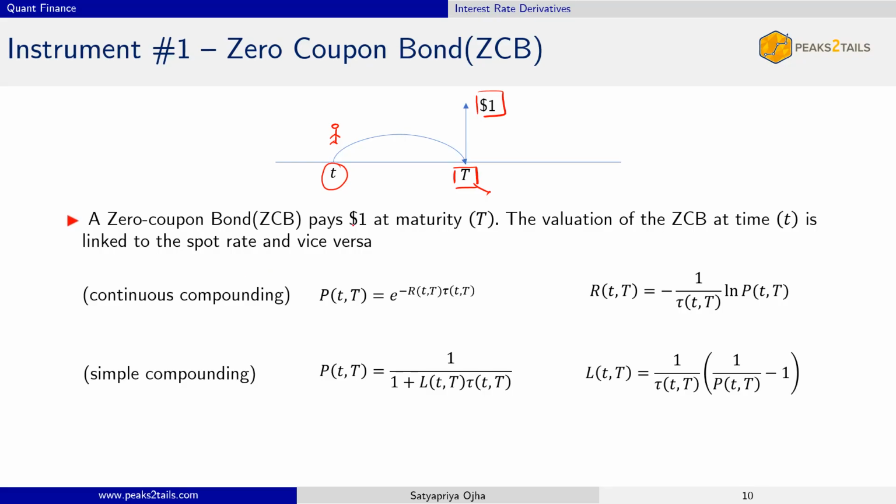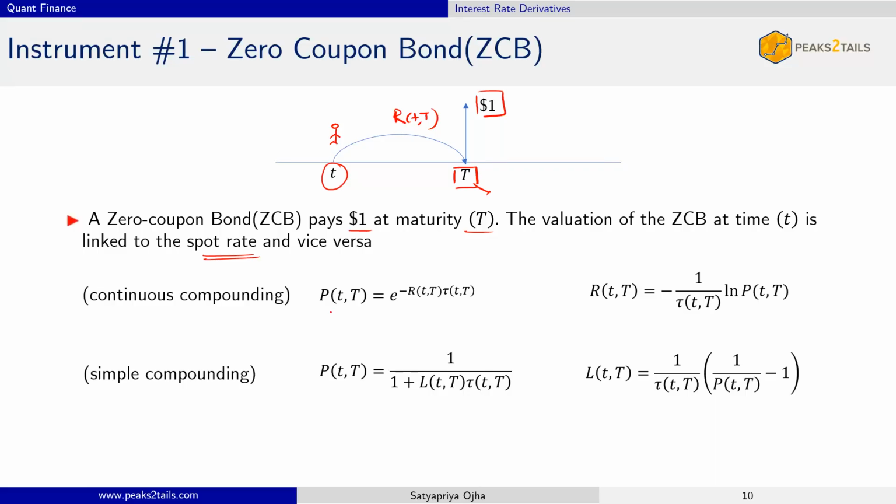So as I mentioned, it pays $1 at maturity capital T. The valuation of this zero coupon bond is linked to the spot rate that is applicable between t and T, so R(t,T), and vice versa. That means the price depends on the spot rate, and the spot rate depends on the price. Typically in the market, you see the prices of zero coupon bonds, although they are not that liquid. But let's pretend that there are a lot of zero coupon bonds being traded in the market with different maturities. You can extract the spot rates from those prices.